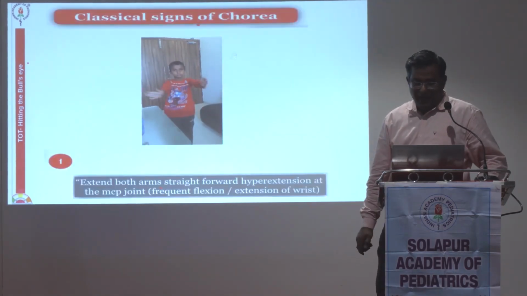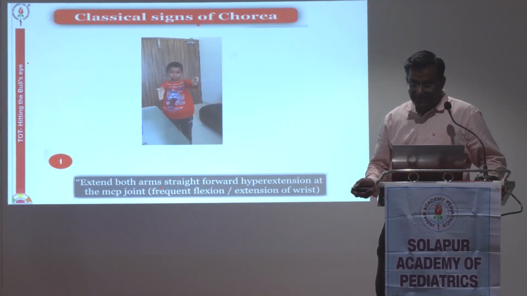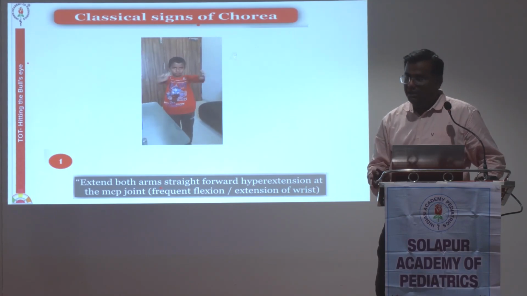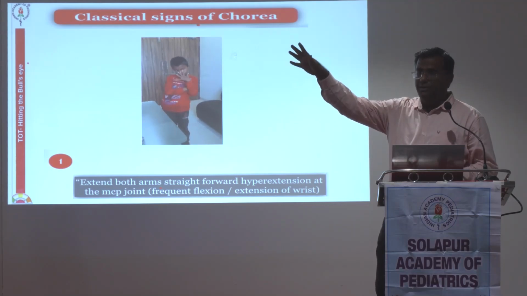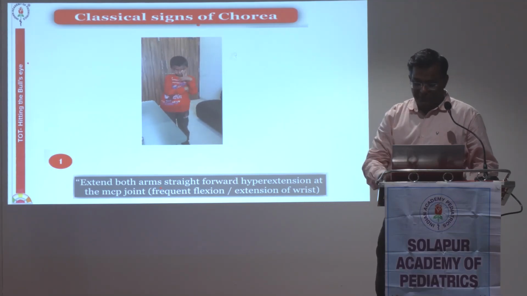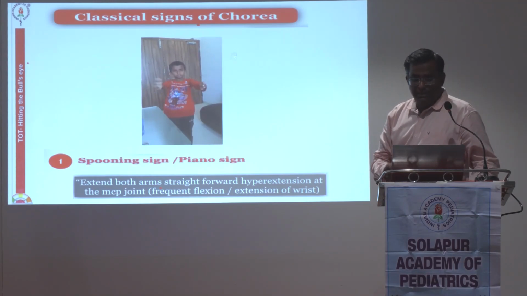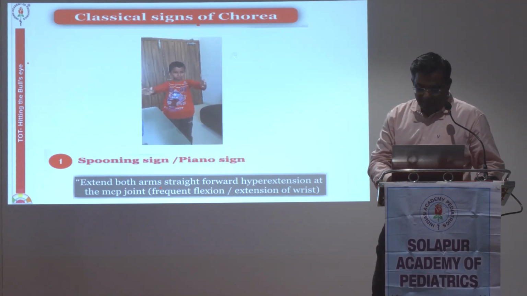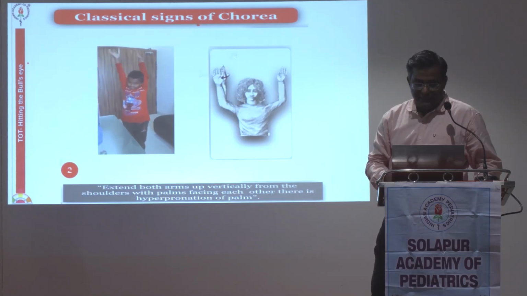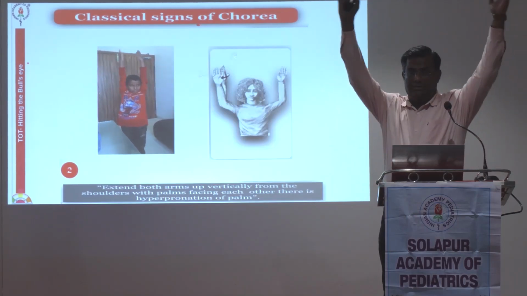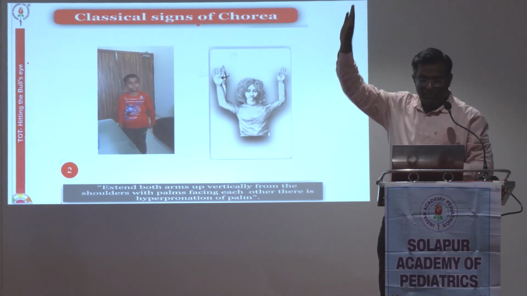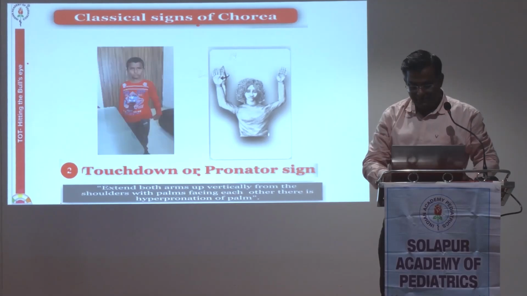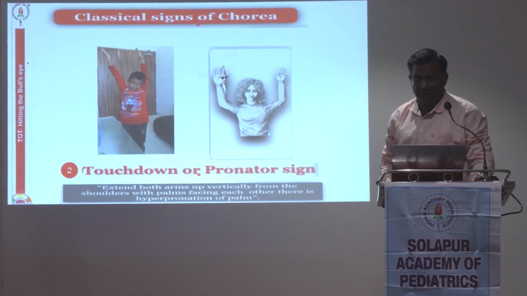First sign, ask the patient to extend both arms straight forward. After doing this, there will be hyperextension at the metacarpophalangeal joints and frequent flexion and extension at the wrist, like he is playing the piano. So this is called the classical spooning sign or the piano sign. The second common clinical sign in chorea is to ask the patient to extend both arms vertically up with the palms facing each other. So there will be hyperpronation of the palms, and this is called the touch-down or pronator sign.